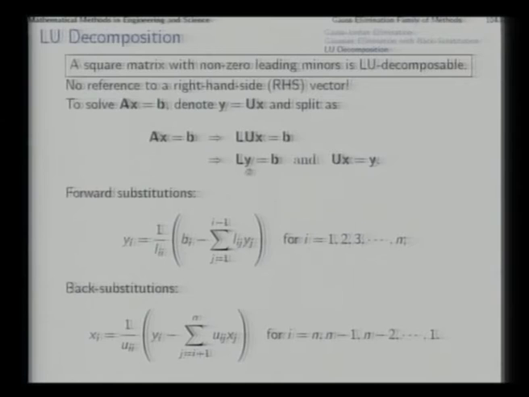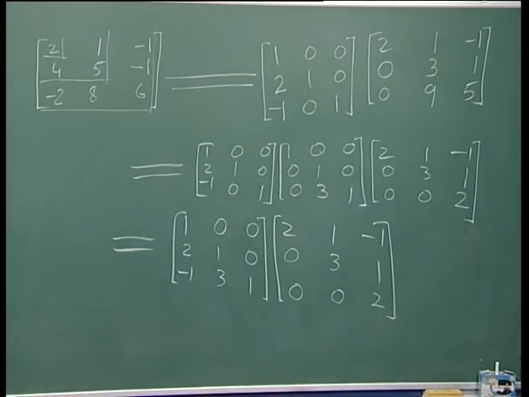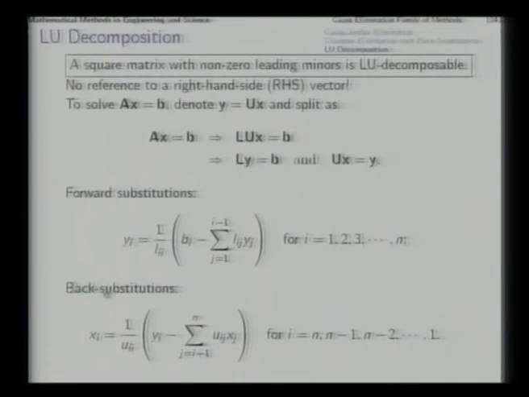After y is determined, then we address this system, in which U is upper triangular like this, which is our old friend, and in that case we conduct a series of back substitutions. So, with a series of forward substitutions followed by a series of back substitutions, we can solve the system of equations for any right hand side, once we have converted the original matrix A into L and U factors.